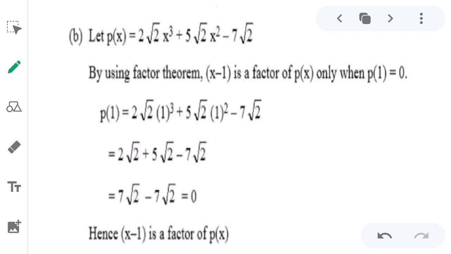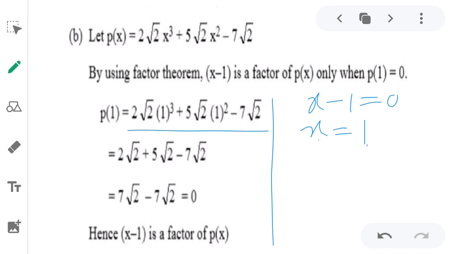Let p of x equal to 2 root 2 x cube plus 5 root 2 x square minus 7 root 2. Now we have to check whether x minus 1 is a factor of the given polynomial or not. Again the same procedure, x minus 1 equal to 0, x equal to 1. Now we replace x with 1. P of 1, after replacing x with 1, 2 root 2, and in place of x cube we are replacing 1 cube, plus 5 root 2, in place of x square we are replacing 1 square, minus 7 root 2.